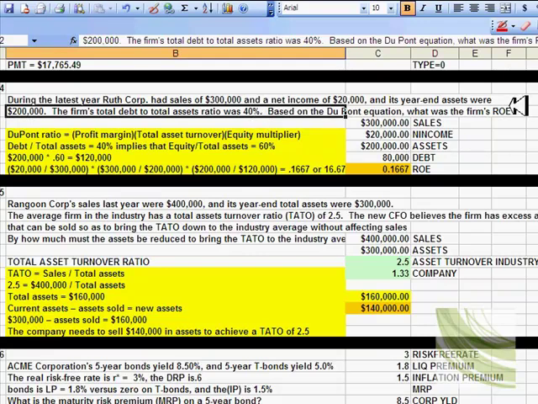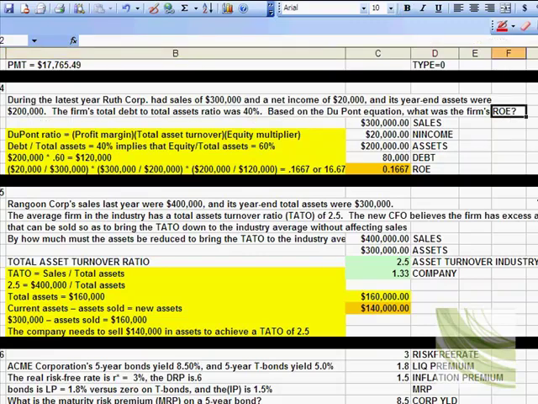So they are asking you to calculate the firm's return on equity. Let's put our numbers down. We know 300,000 is sales, 20,000 is the net income. We know it has 200,000 in assets, out of which 40% is debt. So we know 80,000 is debt. Okay, so what's the rate of return that it is getting on its equity?